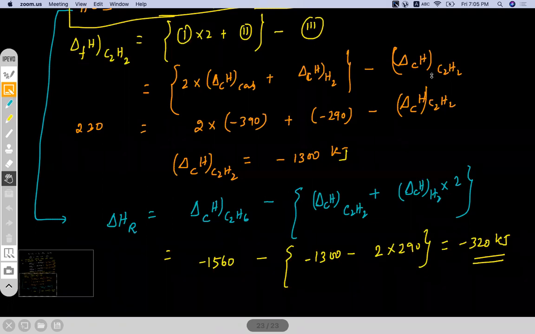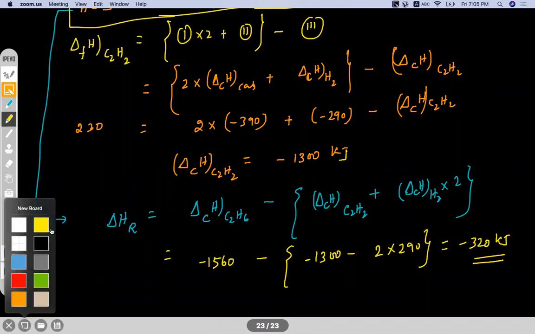Yeah. Write down next, enthalpy of neutralization. If we go a bit fast, we can finish this chapter today itself. Write down enthalpy of neutralization. Neutralization process, what do you understand?